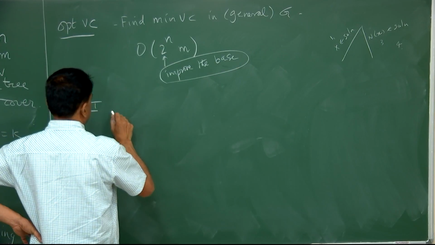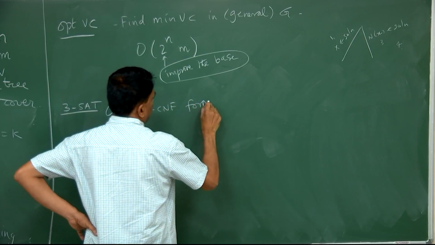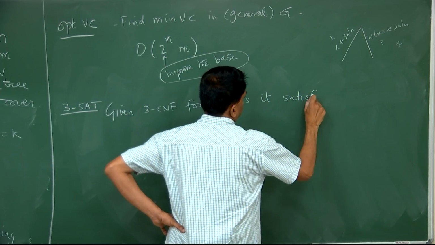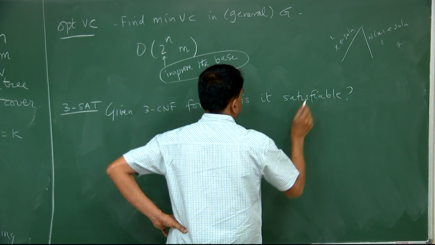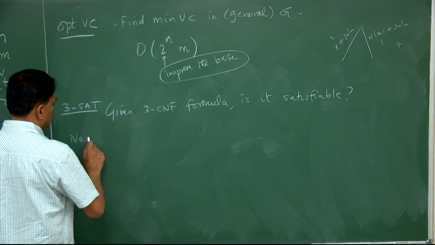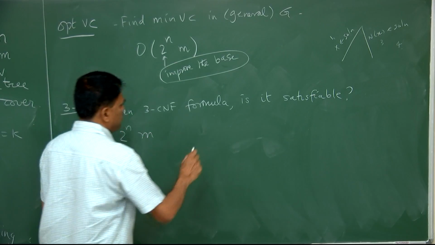Given a formula, I want to know whether it is satisfiable. We will see some simple algorithms. So what would be the brute force algorithm here? Try all assignments to your n variables, 2 power n, and for each assignment, run through your formula and check whether it is satisfied. So the naive algorithm would be 2 power n into m.